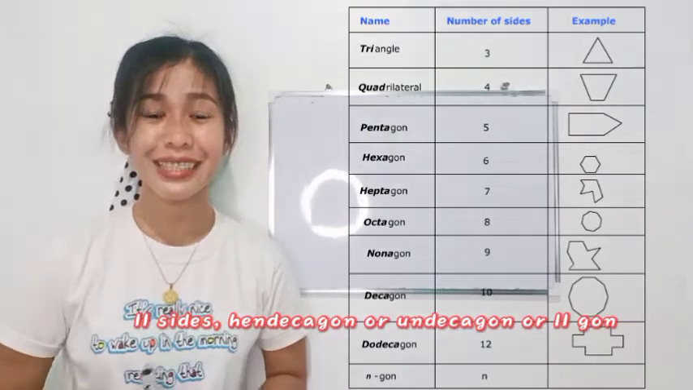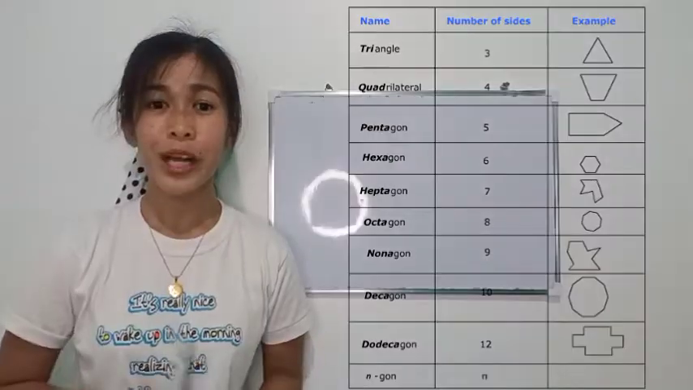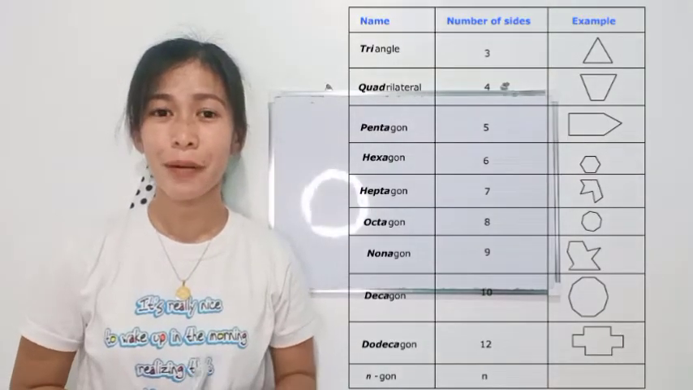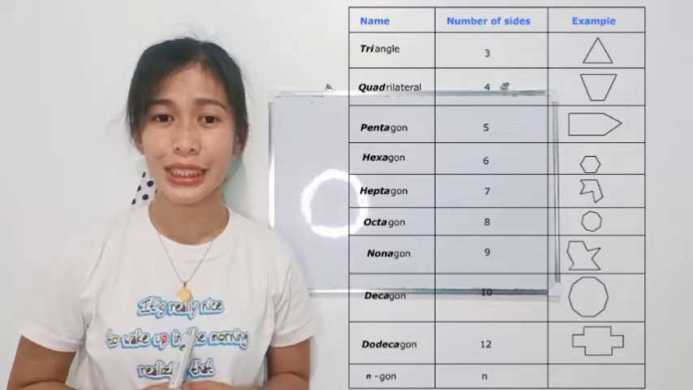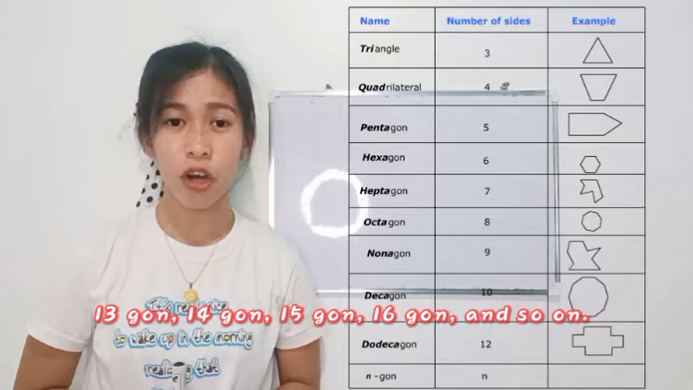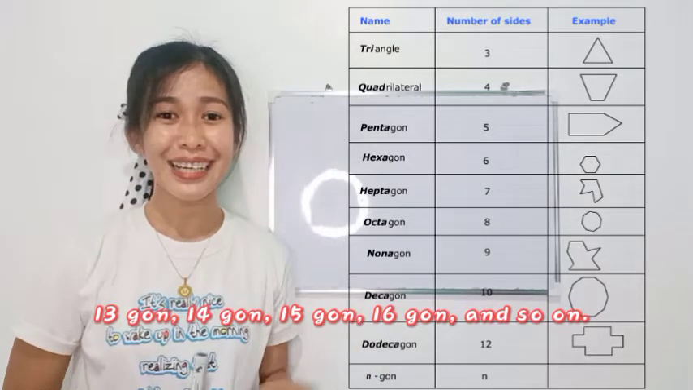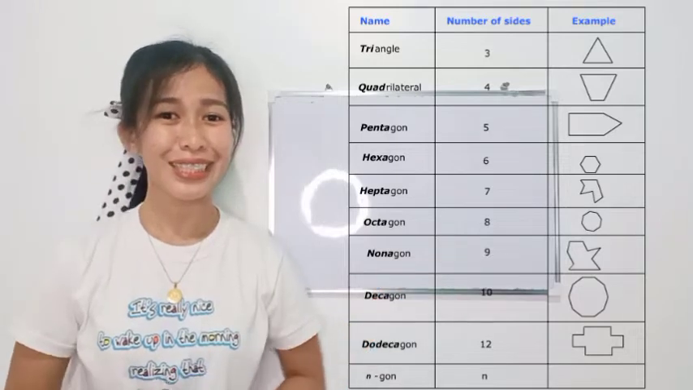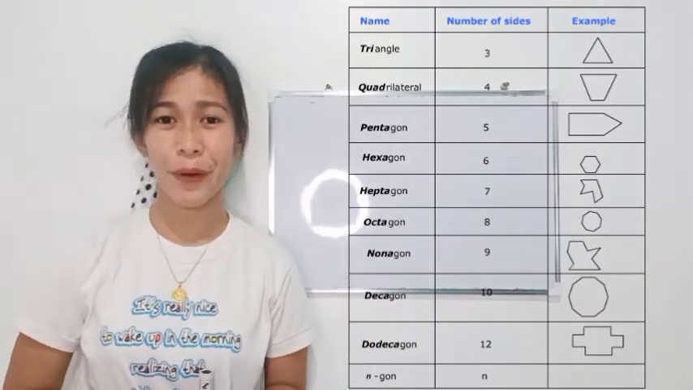11 sides, it is a hendecagon. 12 sides, it is dodecagon. And remember, kapag naman ang polygon ay mayroong 13 sides and more, that is what we call an n-gon. Okay? Ganun lang kasimple. So, huwag nyo kalimutang i-memorize ito, no? So, dapat alam din natin to, no? It is a classification of a polygon.